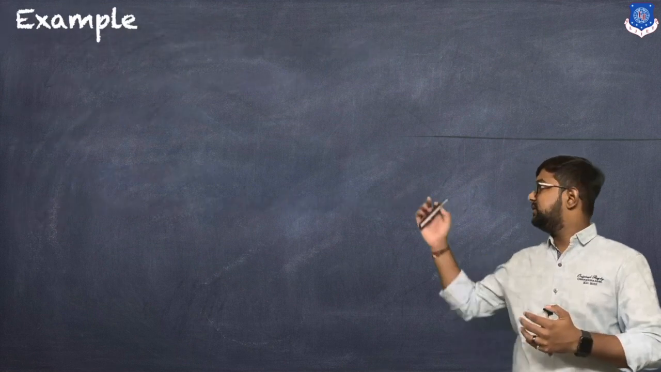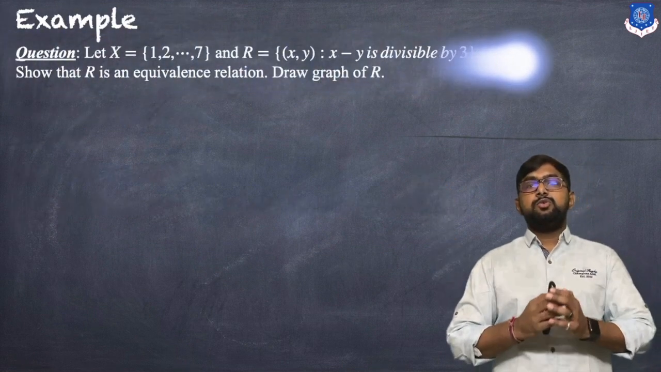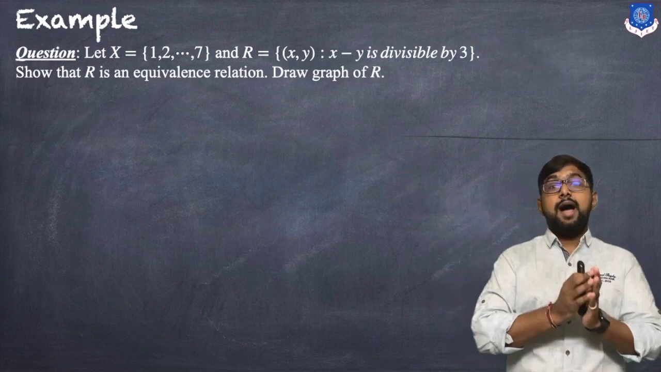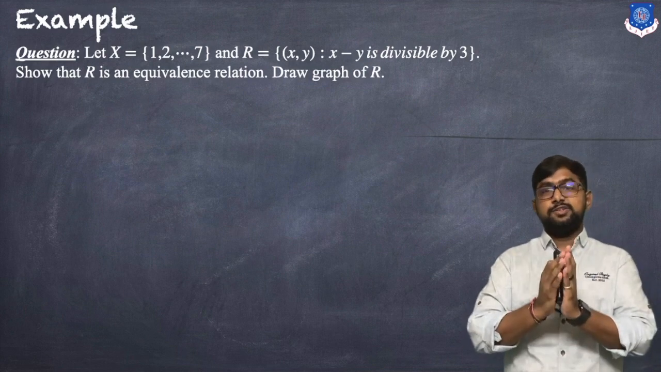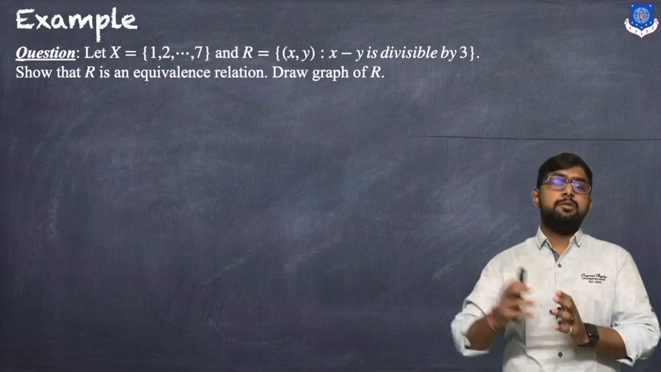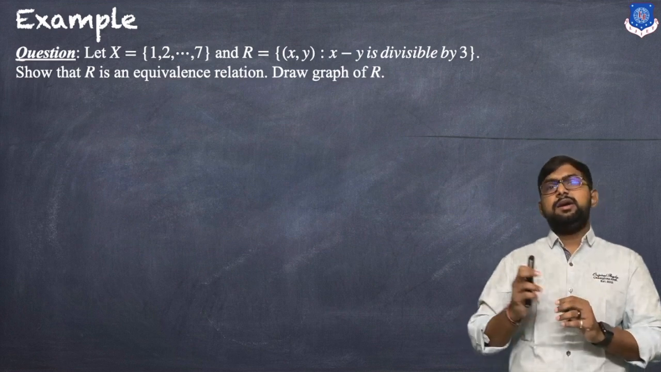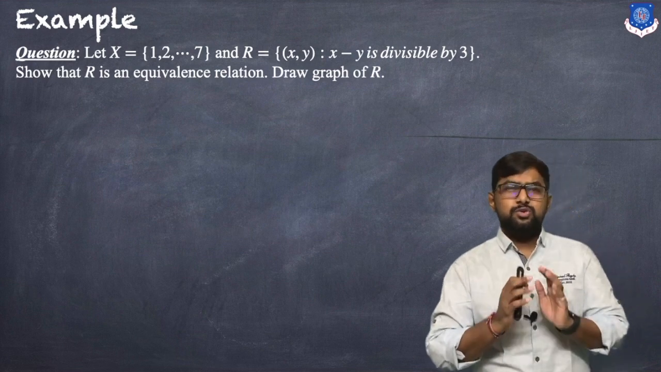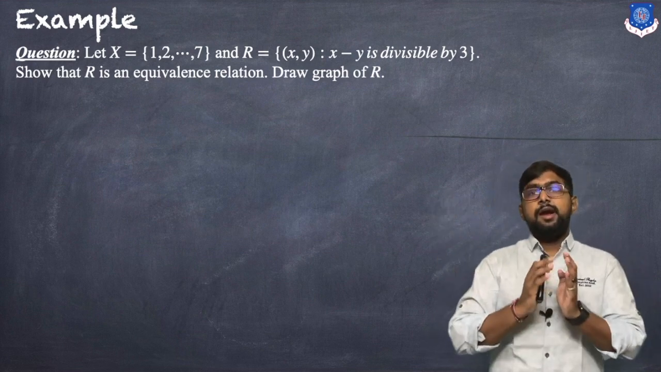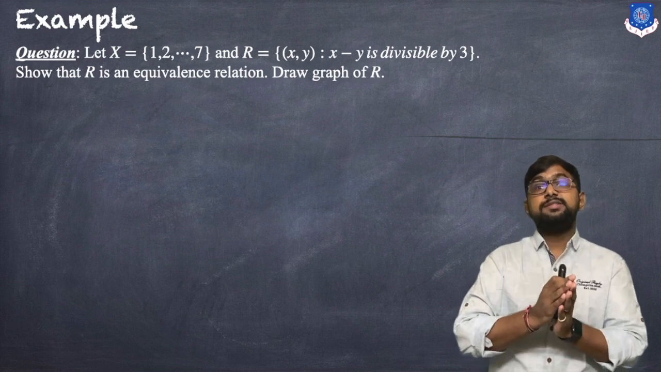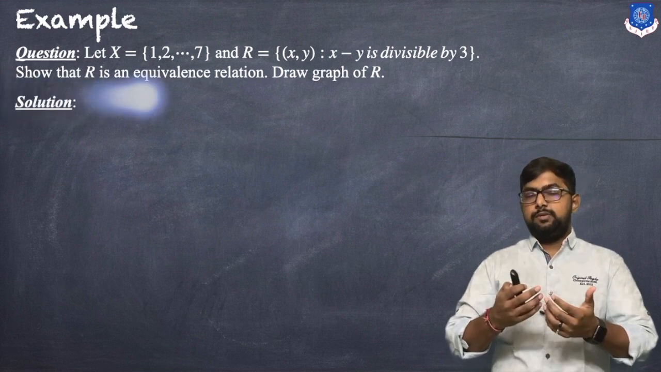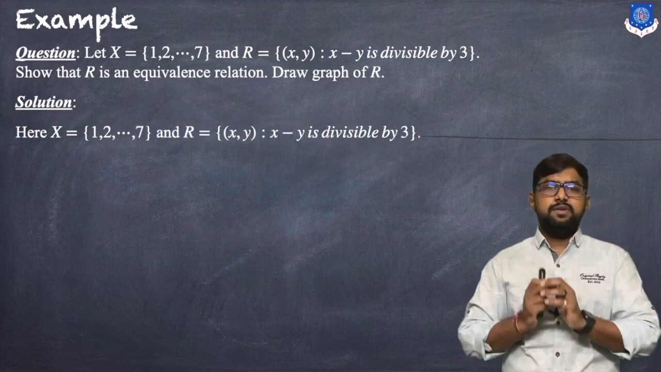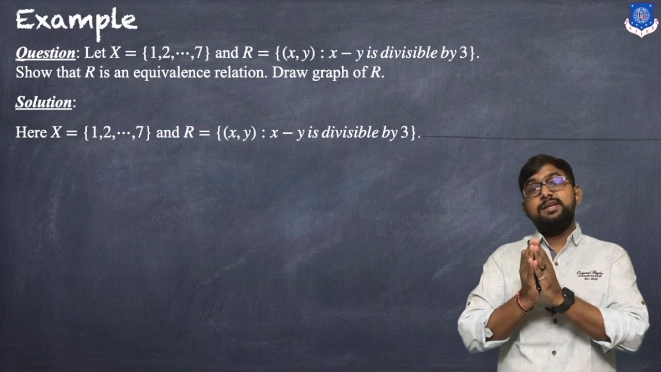Now let us discuss the second example. Let capital X equal 1 to 7. So the set is given as 1 to 7, and R is the set of all (x, y) such that x minus y is divisible by 3. Then show that it is an equivalence relation and also draw the graph of R. So let us understand how to do it. Here x is 1 to 7 and R is given, where x minus y is divisible by 3.